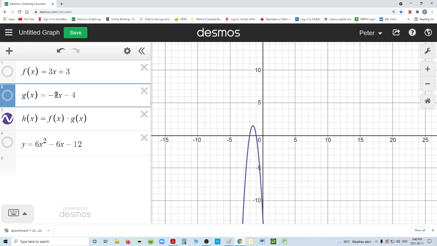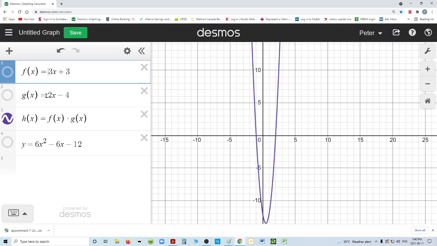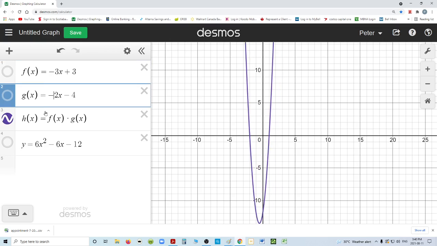downward facing parabola. So when you have lines with opposite slopes, like one's negative, one's positive, you're going to have a downward facing parabola. And when they're both positive slopes, you're going to have an upward facing parabola. And I'm going to bet when they're both negative slopes, you're also going to have an upward facing parabola. Yep. So both the same slope signs will produce upward facing parabolas, and opposites will produce downward facing parabolas.